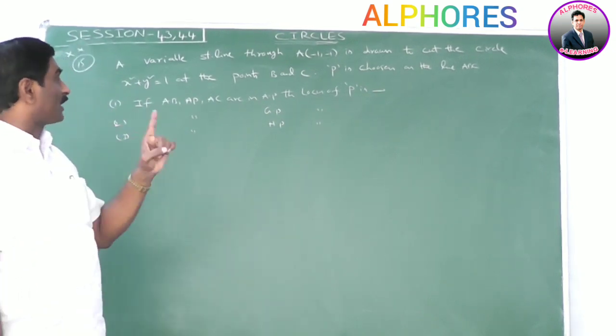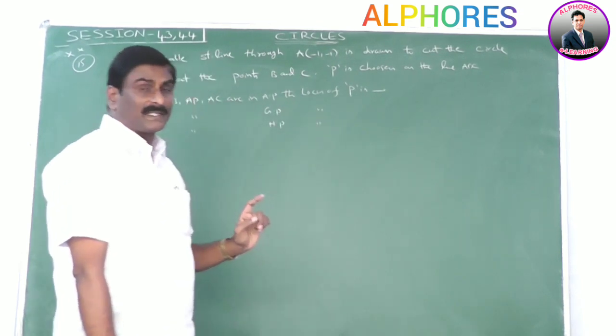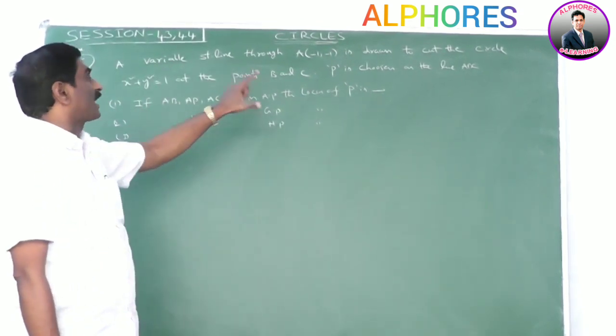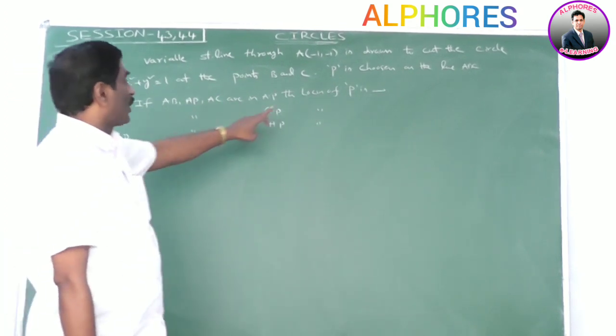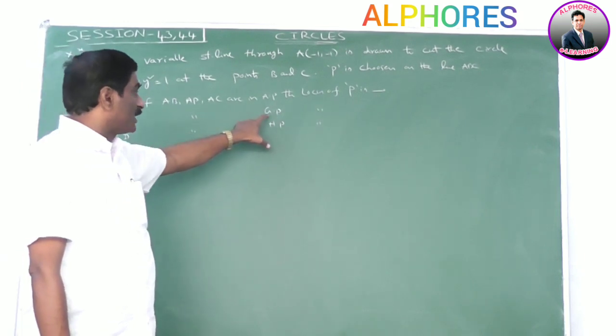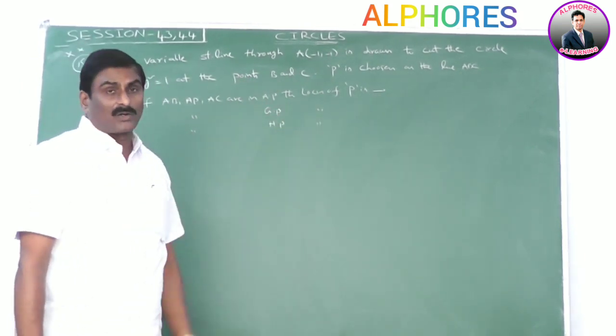P is chosen on the line ABC. First one, if AB, AP, AC are in AP, then the locus of P is dash. If AB, AP, AC are in GP, what is the locus of P? Same, if these values are in HP, what is the locus of P?